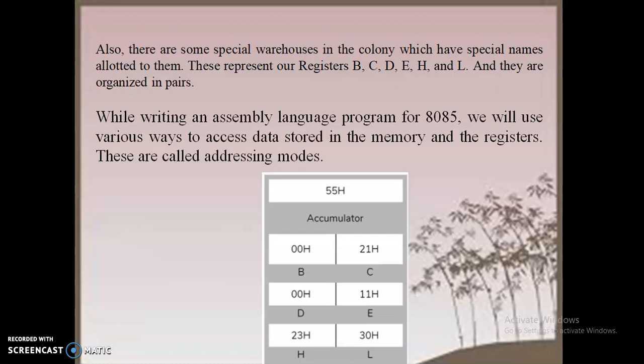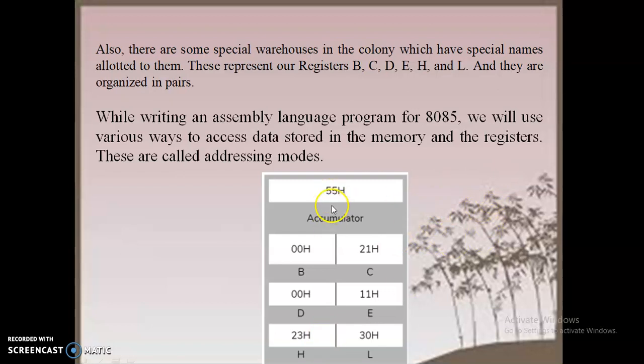B register holds 8-bit data, as do the C, D, E, H and L registers. All these registers hold 8-bit data. If you want to store 16-bit data, you can use the pairs B-C, D-E and H-L. Here in the example, this is the accumulator. The accumulator is also one of the registers, but it is not a general purpose register.